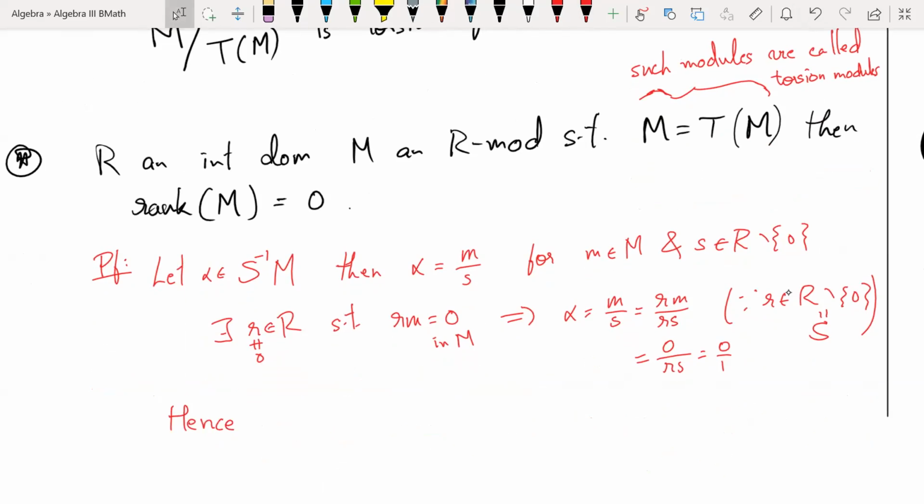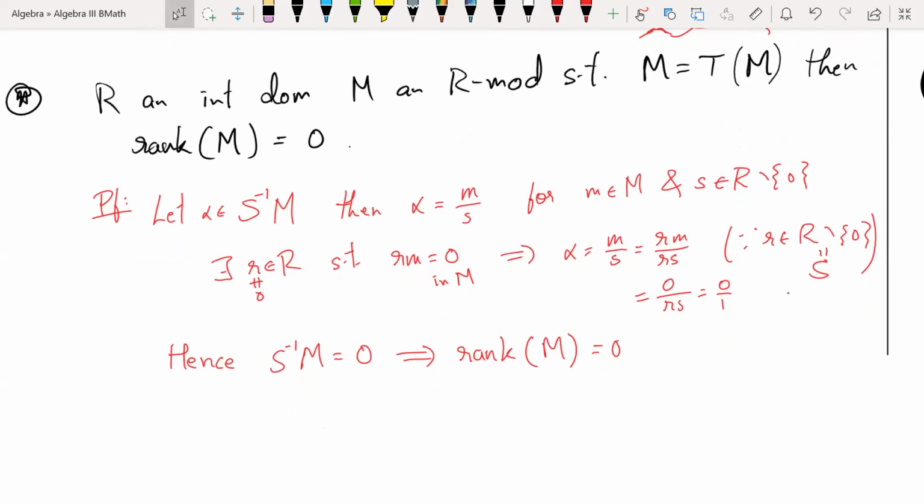Hence S inverse M is zero, which implies the rank of M is zero. Rank of M being the dimension of S inverse M as an S inverse R module. And conversely, if the rank of M is zero, then every element is torsion. So even the converse holds.